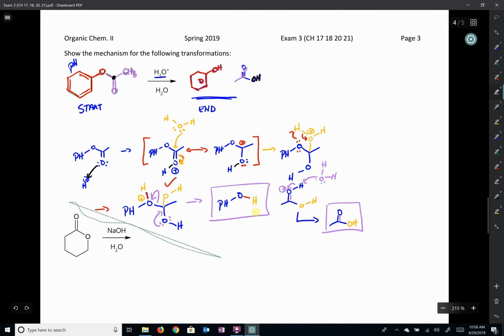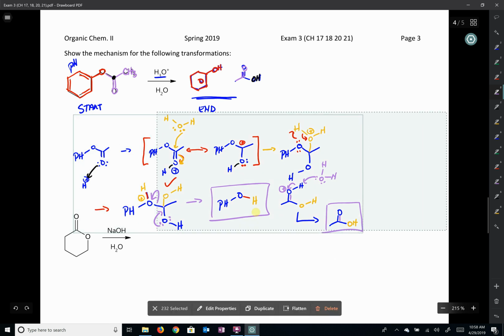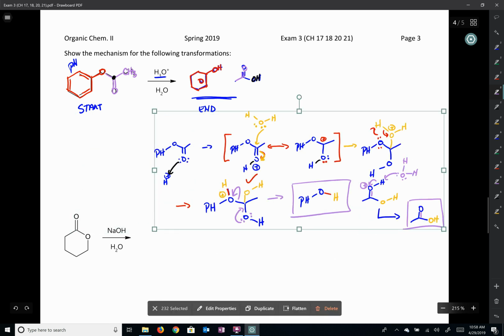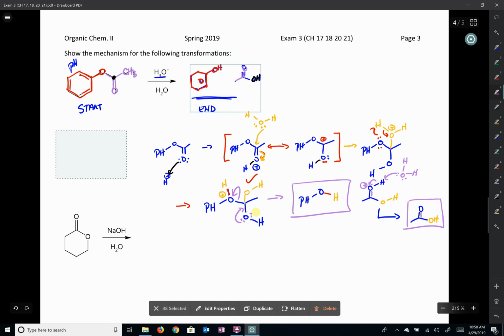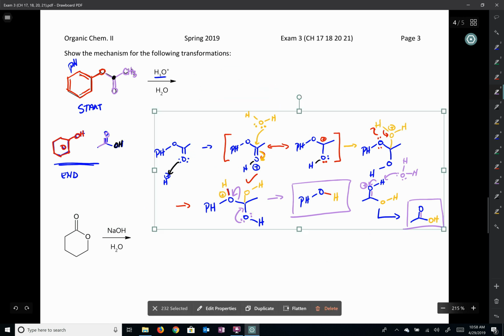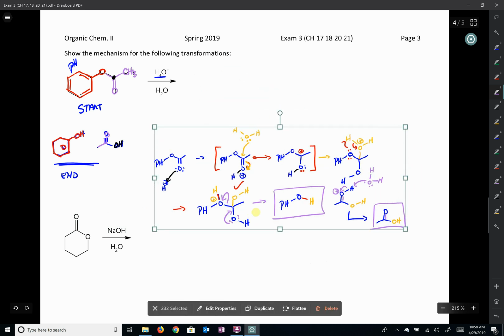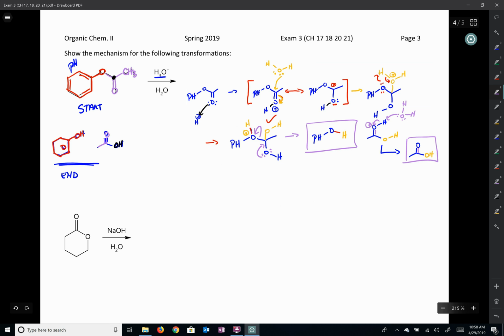All right, I'm going to try and move this stuff because it kind of got in the way here. All right, so there it is, right? The classic acid hydrolysis of an ester. Cool. All right.